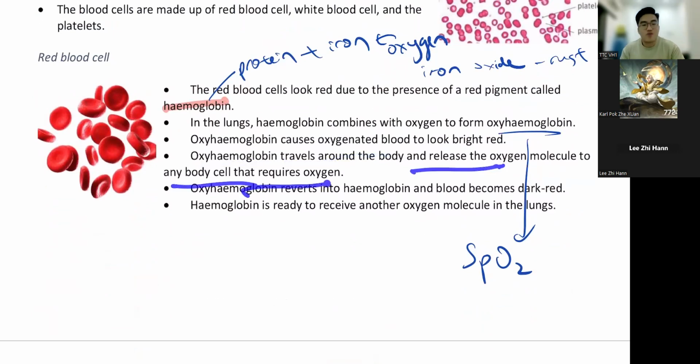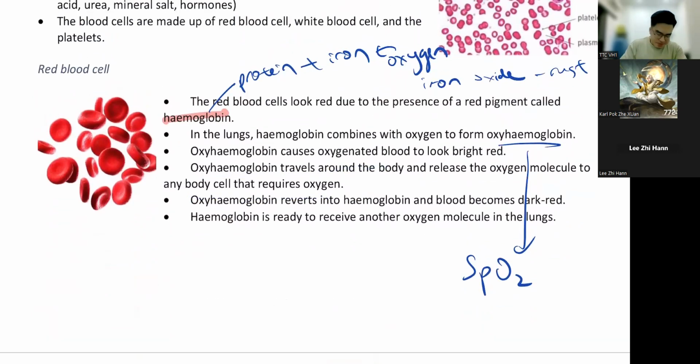Okay, and then when your oxyhemoglobin travels around the body, it will release the oxygen to your body cells that require oxygen. Let's say my red blood cell goes around the body and sees there's a muscle cell that needs oxygen. I will give the oxygen to my muscle. Now I turn back to dark red again. I turn from iron oxide back to iron, so my blood is unrusted.